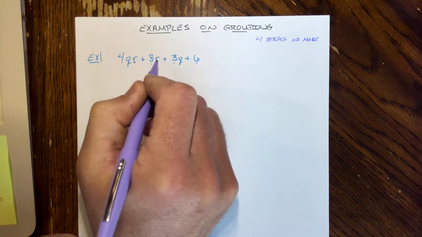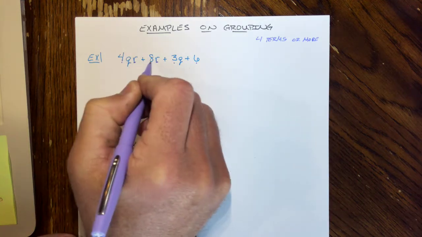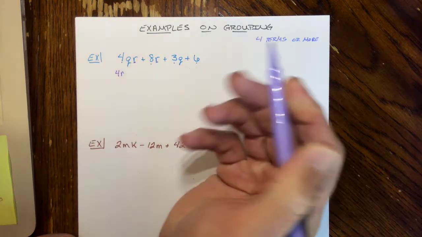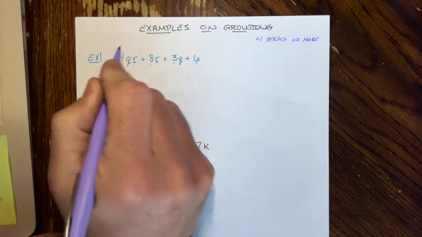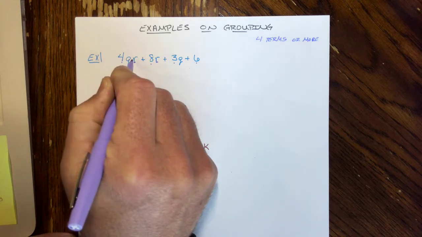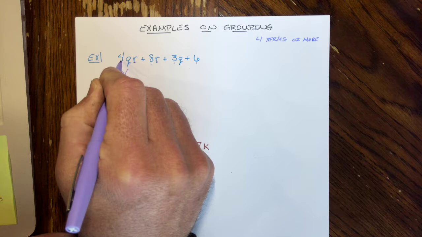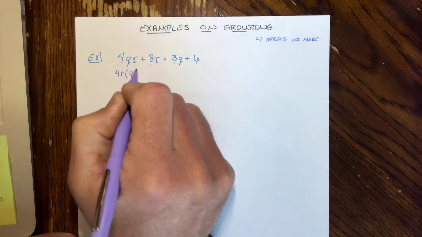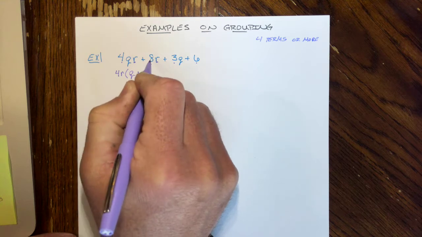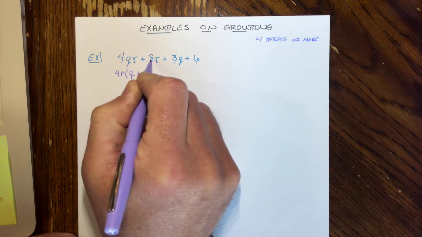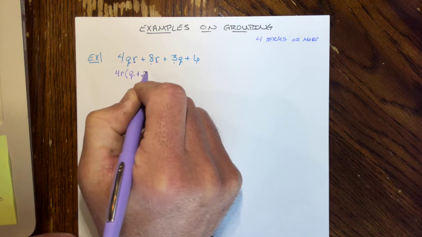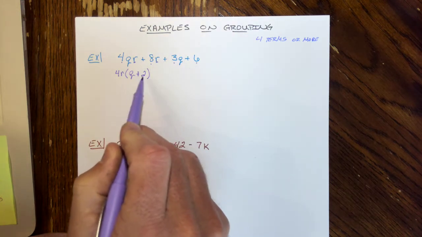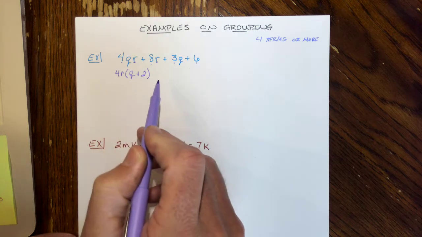So our GCF here, we can get a 4 out of both of these and an R. So 4R, just like the other lesson, is outside, divided by 4R. 4 divided by 4 is 1. R divided by R is 1. You're left with a Q. Plus, divided by 4R, well, the R's cancel out. 8 divided by 4 is 2. Our goal in factoring this is that we get the same thing in the parentheses when the dust settles.